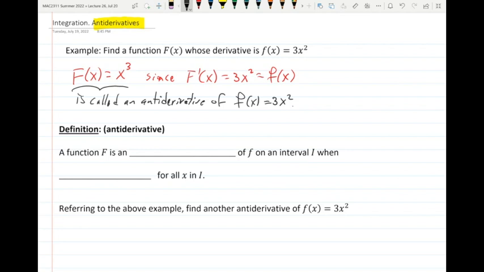So let's define this. A function capital F is an antiderivative of little f on an interval I when the derivative of capital F equals little f for all x in I. Okay, that's all it is. So I give you a function, and the game that we're going to be playing is I want you to give me another function whose derivative is the one that I gave.